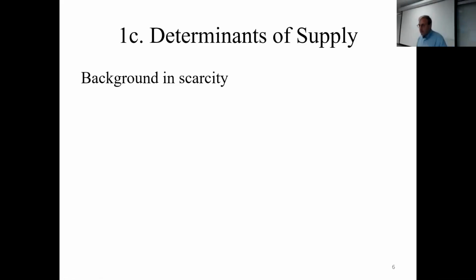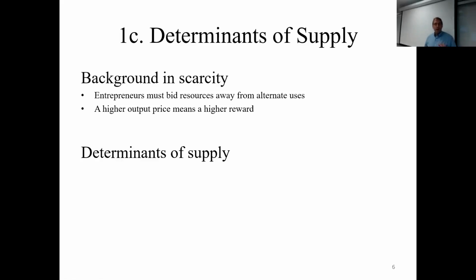So what are the determinants of supply? Resources are going to be an important one. We've already talked about that entrepreneurs have to bid resources away from alternate uses. That resource could be you guys, workers. So you graduate with your MBA. How are you going to be bid away from other uses? By a more attractive compensation package, salary, benefits, etc. So we jumped across, that's okay, we'll jump to that in a second.